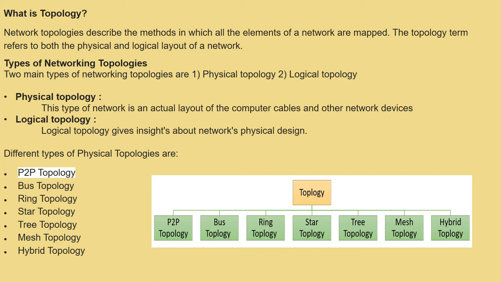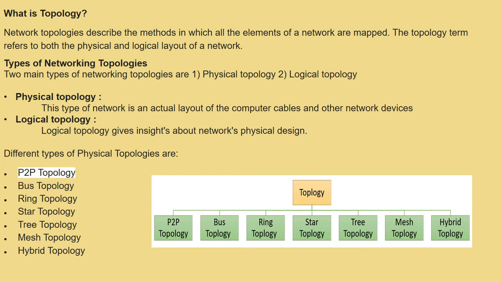Types of networking topology means what are the different types of networking topologies there are. It is basically divided into two major sections. One is physical topology, and the other is logical topology. So what is physical topology? This type of network is the actual layout of the computer cables and other network devices. It means that in physical topology, the computers are physically connected with cables or other network devices.